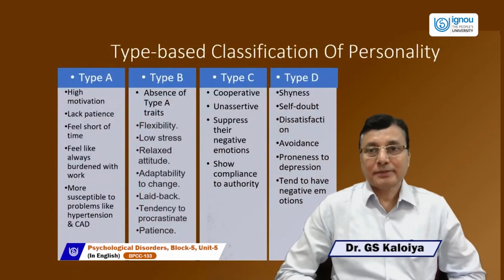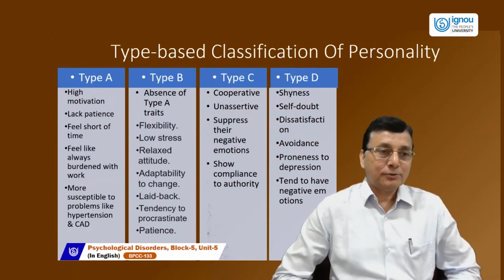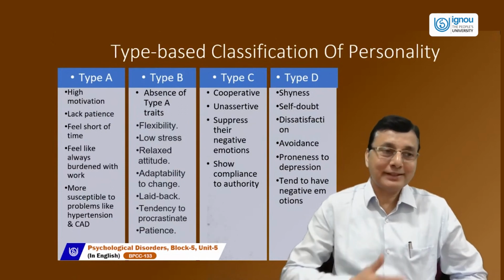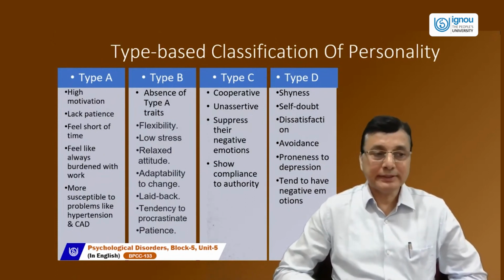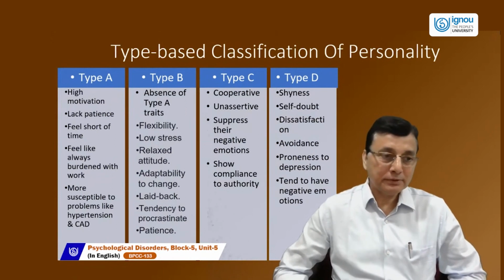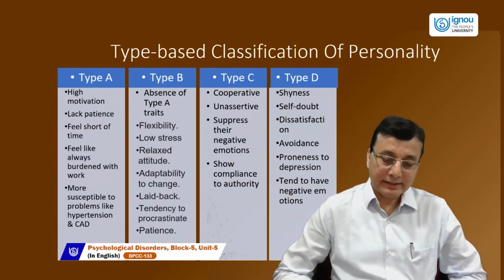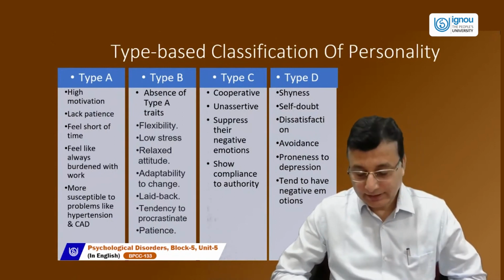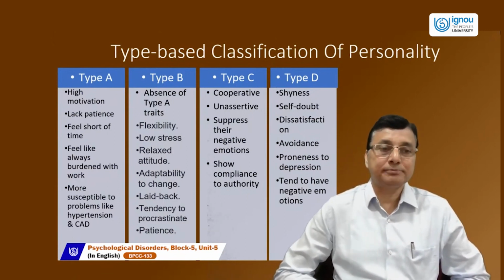So, type-based classification of personality. Type A. What are the traits seen in type A? They have high motivation, more than required motivation. They lack patience, feel short of time, feel like always burdened with work, and they are more susceptible to problems like hypertension, cardiac diseases, and other problems. They have more cardiac issues than other types of personality.